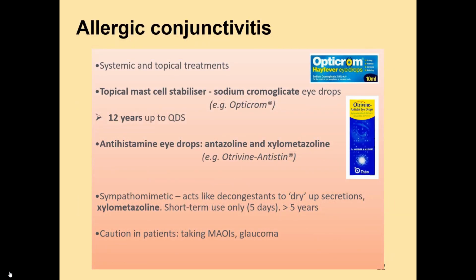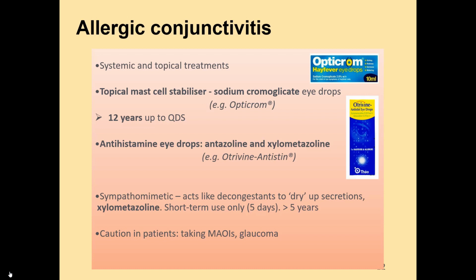Looking at treatment for allergic conjunctivitis, if it's just the eyes that are affected, then it may be appropriate just to use some suitable eye drops. So over the counter, you can supply the topical mast cell stabilizer sodium cromoglicate. This will help reduce the release of histamine from mast cells in the eye and reduce symptoms. They can be used in patients of 12 years and over, up to 4 times a day, 1 to 2 drops.